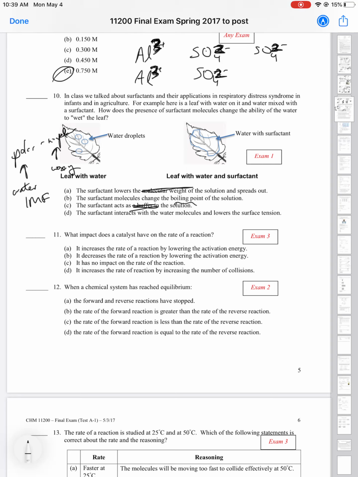And interacts with the molecules and lowers the surface tension. Well, surface tension is also an IMF. So we have boiling, which doesn't really happen on leaves, right? And the surface tension, now that makes sense because basically when the surface tension is lower, the water is able to spread out. So we'll go with D for that one.